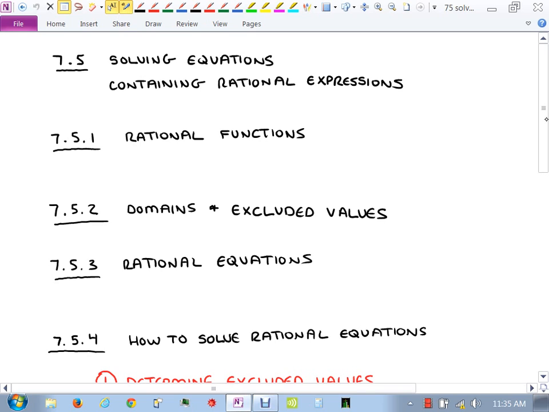So the first thing we're going to talk about, everyone can see this okay? Any problems with that? The section we're doing is 7.5, solving equations containing rational expressions. When you see solving equations, that means your answer is usually going to be a number, right? Like x equals 2 or x equals a fraction. Or what other things happen when you solve equations sometimes? What do you sometimes get when you solve an equation?